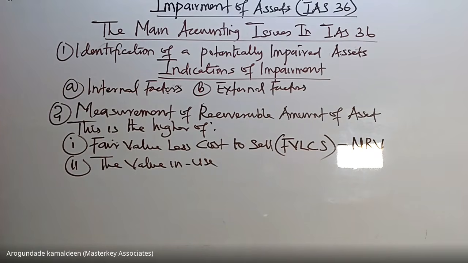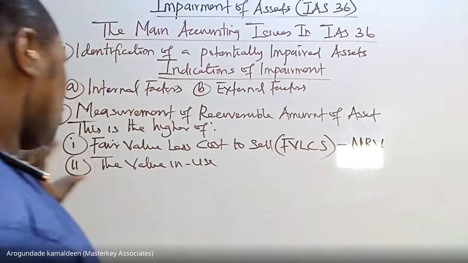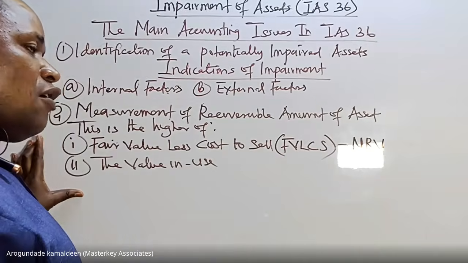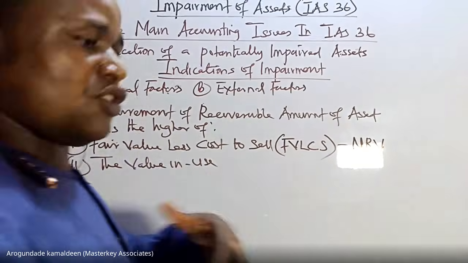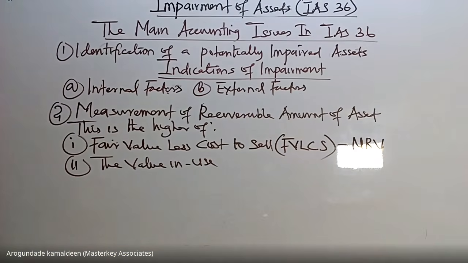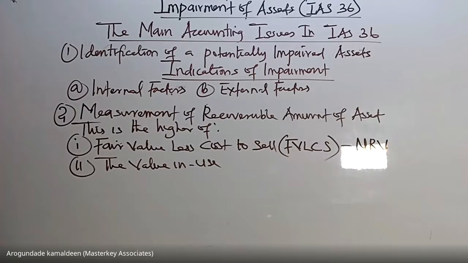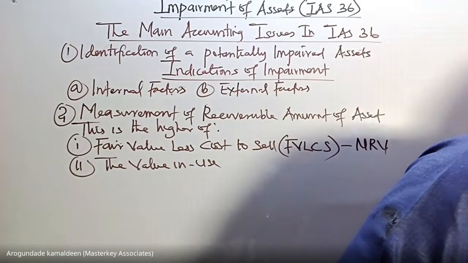The next thing now, if you have determined the recoverable value or amount, and of course the carrying value is what you have in your own record as a company, and there is an impairment, so what are we going to do? Go on, yes, go on.